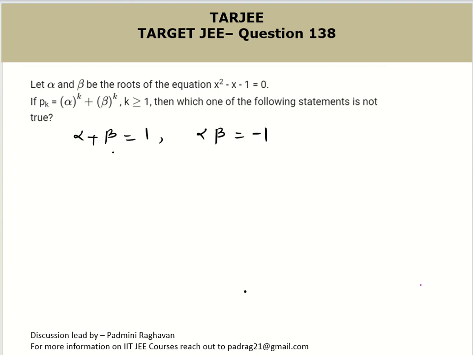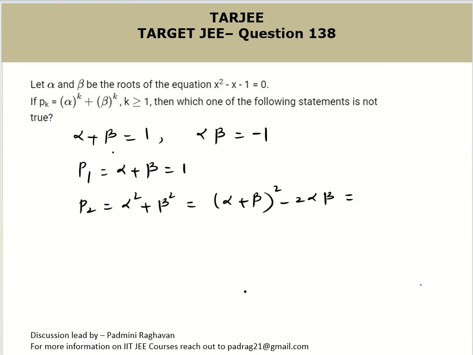Let's try getting the value of P1. P1 is nothing but α + β, which is equal to 1. And P2 is going to be α² + β², which is (α + β)² − 2αβ, which is going to be 1 + 2, which is equal to 3. Now instead of getting P3, P4, P5, etc., let's try to generalize a relation. So let me try finding a relation between P(k+1) − Pk.